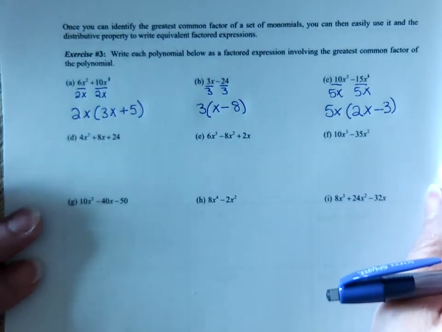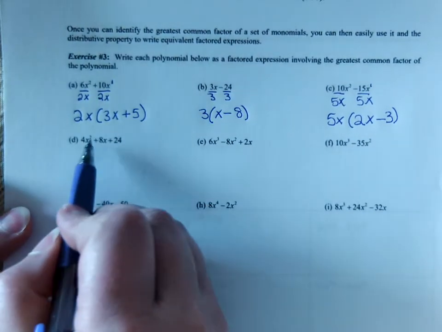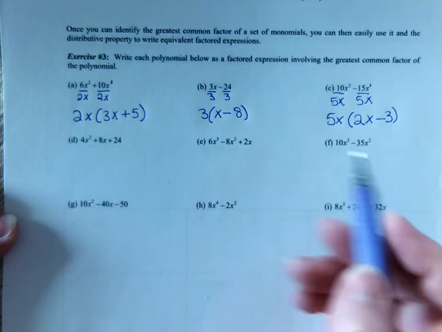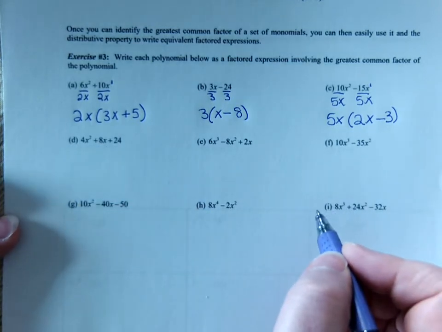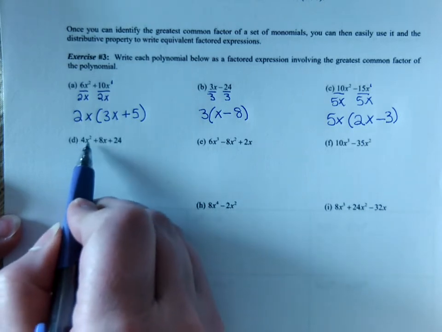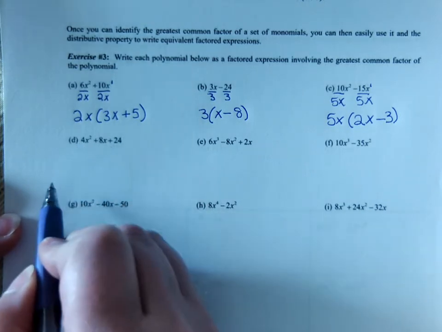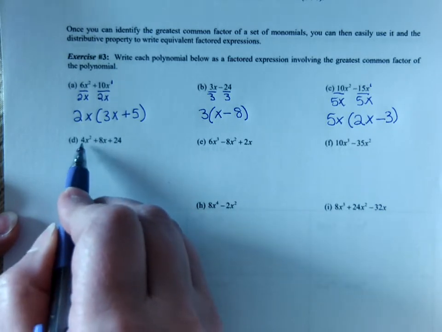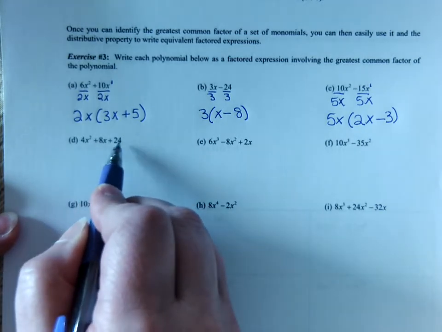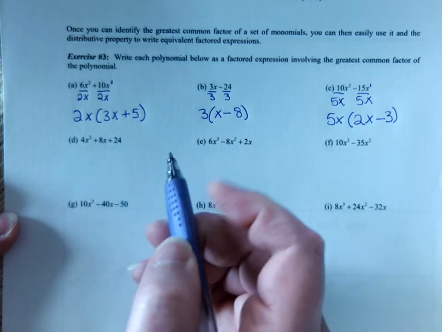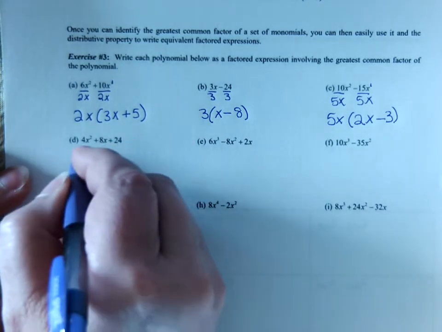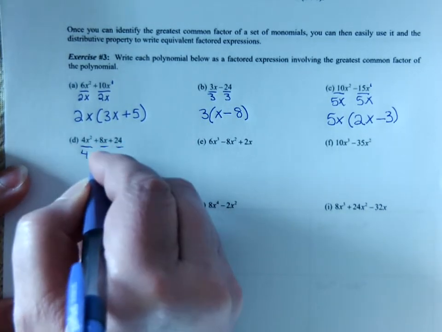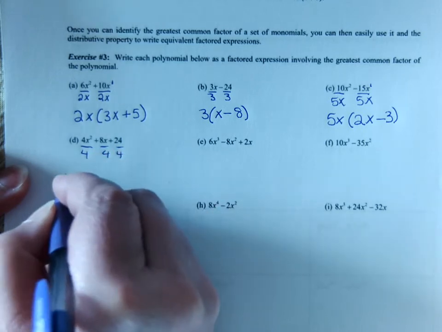So let's try some trinomials. Remember, a trinomial has 3 terms. So now our GCF has to go into all 3 terms. 4x squared plus 8x plus 24. So I know all 3 terms can be divided by 4. But all 3 terms do not have an x, so I can't take an x out of each of them. So I'm just going to divide by 4, and 4 will be my GCF.